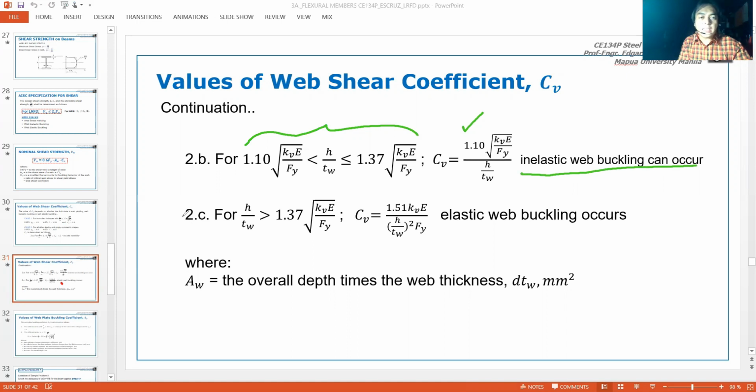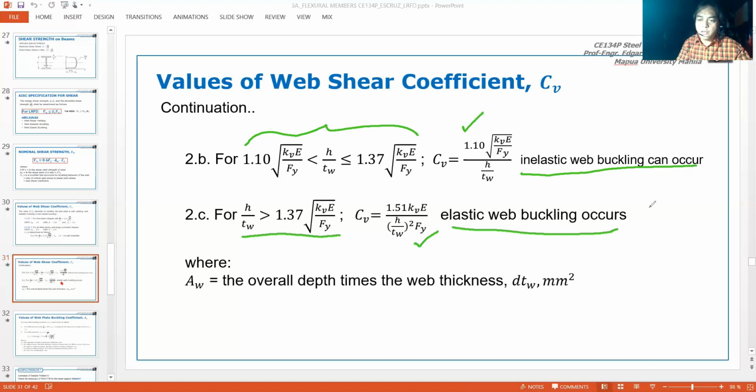Now, for the third case, kapag yung H over TW mo is greater than 1.37 square root of KvE over Fy, ito naman yung corresponding formula mo na gagamitin. And that means elastic web buckling occurs on our beam. These equations, these ratios or limits, are developed based on the different experiments done by the experts. Doon nila na-observe that different types of web failures happen based on the H over TW ratio.